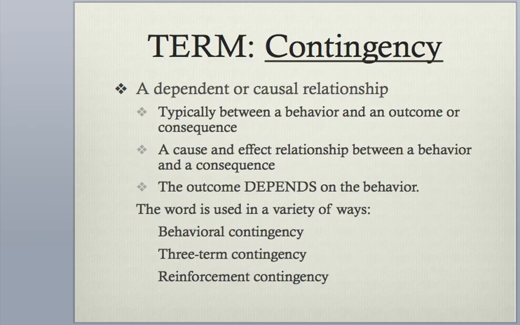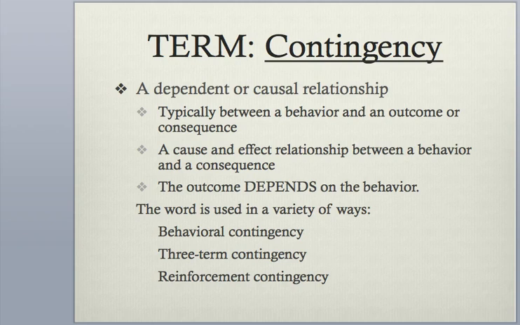Let's talk a little bit about a particular term, the term contingency. Contingency is a wonderful word, especially if you're playing Hangman or Words with Friends. It refers to a causal or dependent relationship, usually between a behavior and an outcome or a consequence. In other words, the behavior produces the consequence. It's a cause and effect relationship. The behavior is the cause and the consequence is the effect. When you have that kind of relationship between a behavior and a consequence, we say that what you have is a contingency. The outcome depends on the behavior.